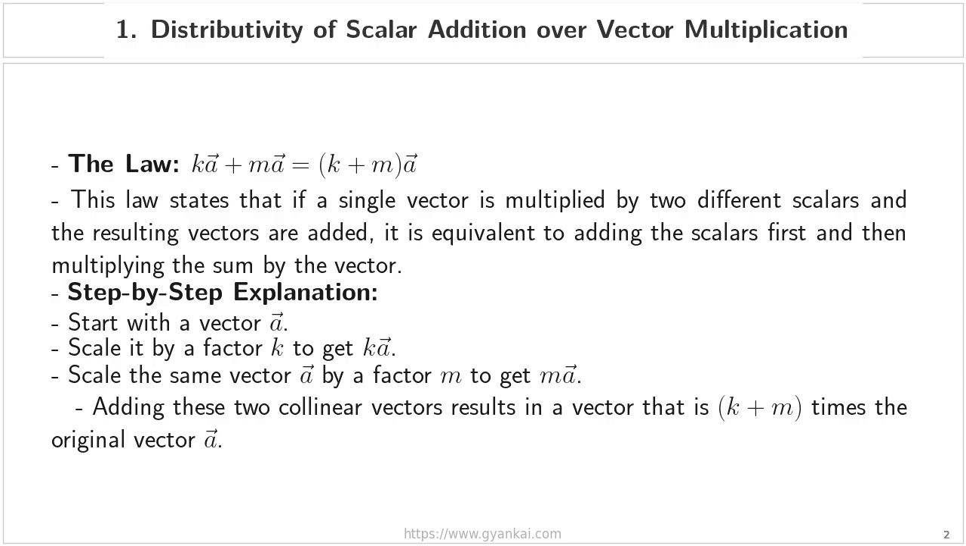First, we start with our base vector, a. Next, we scale this vector by a factor of k, which gives us ka. Then, we take that same original vector and scale it by a different factor, m, giving us ma. Because these two vectors are pointing in the same or opposite directions, meaning they are collinear, when we add them together, the total length is simply the sum of the two scales. This results in a final vector that is exactly k plus m times our original vector, a. We'll see a great practical example of this in the next slide involving wind speeds.